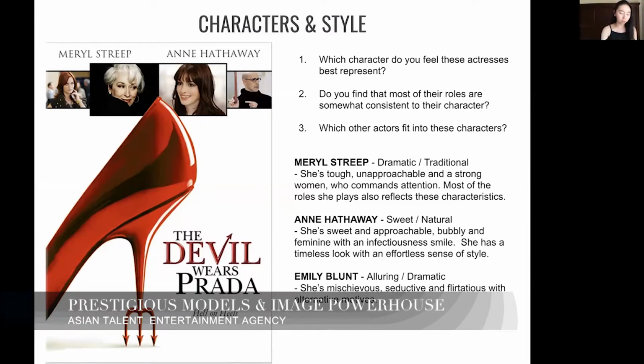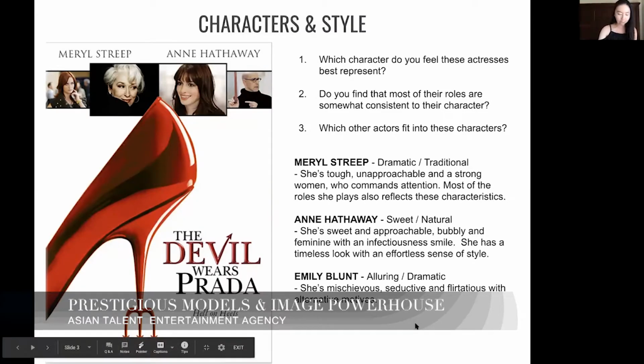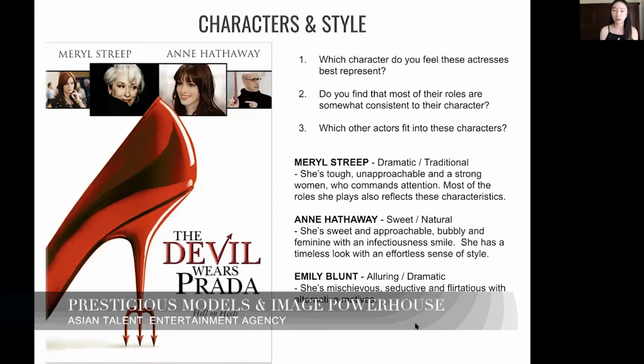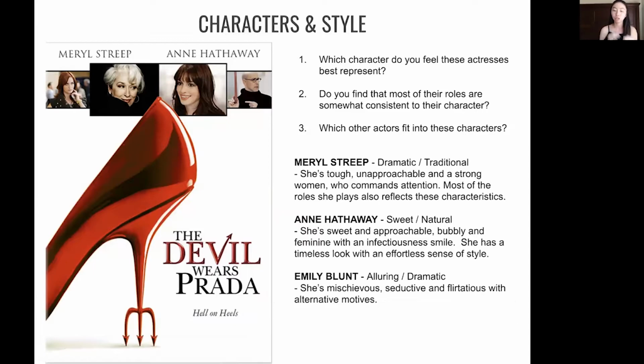So I want to kick it off before we jump into the different characters and actors that fit into those character types. I want to touch base on the importance of actually knowing your character and why you should keep it in mind. I'm going to take a deep dive into the movie The Devil Wears Prada, and I think this is a great example because the 3 main actresses, Meryl Streep, Anne Hathaway, and Emily Blunt, all played to their character type.